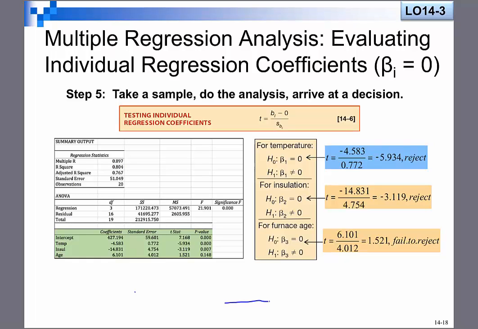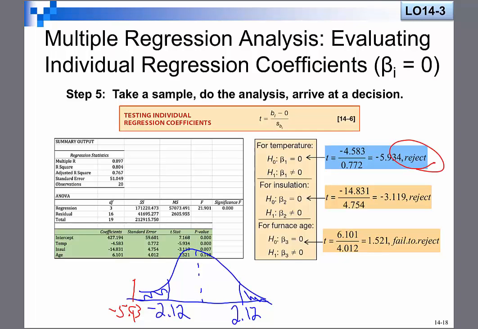Graphically, negative 2.12 and 2.12, establishing our rejection region. And we see that negative 5.934 is right here. So what do we do? Reject the fact that beta 1 is equal to 0, and do not reject the fact that beta 1 is an actual number, right? What is the actual number of beta 1? 4.583.